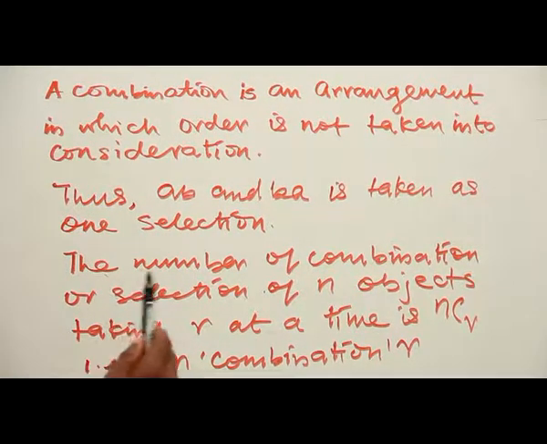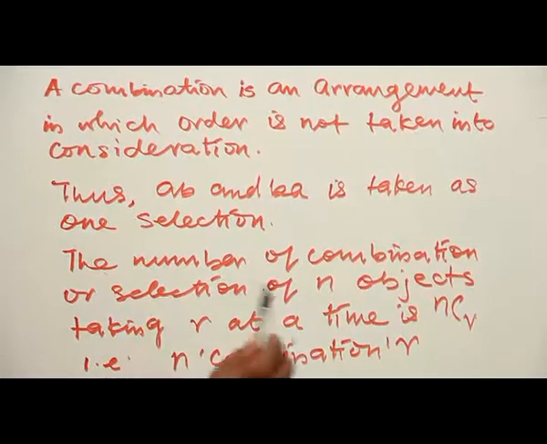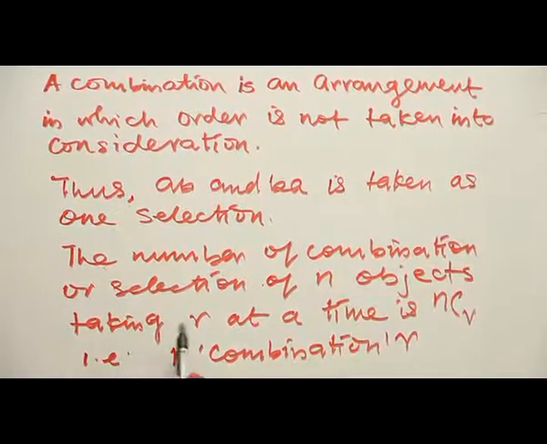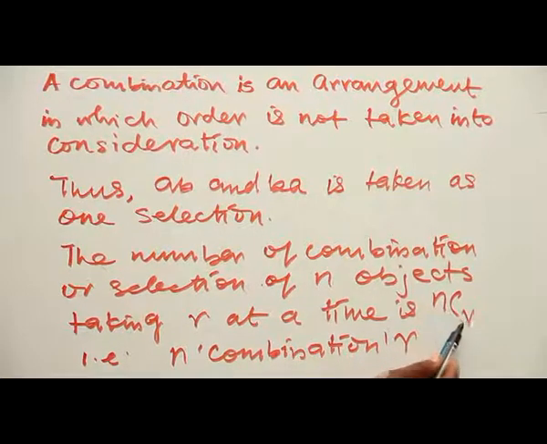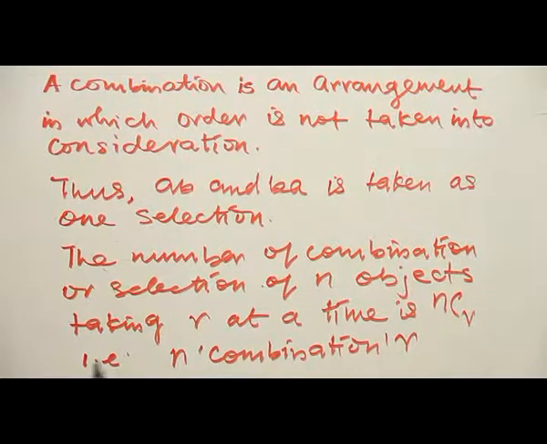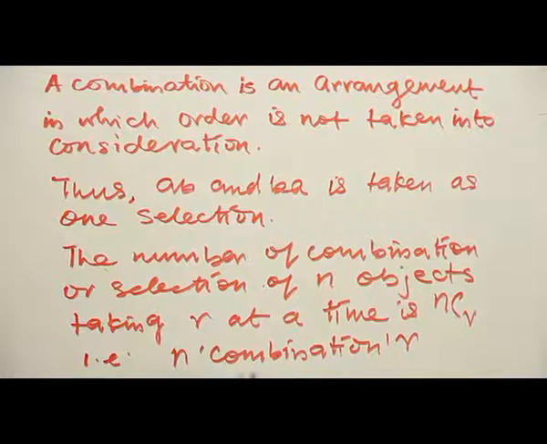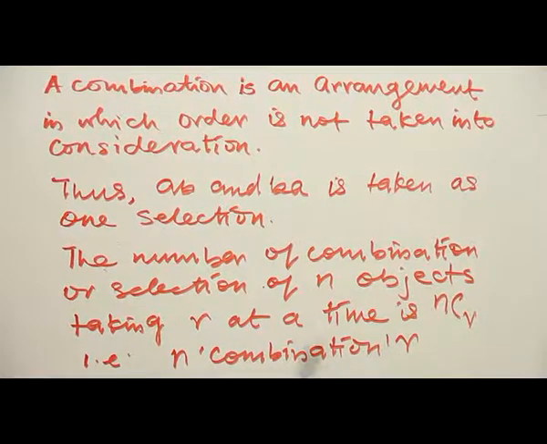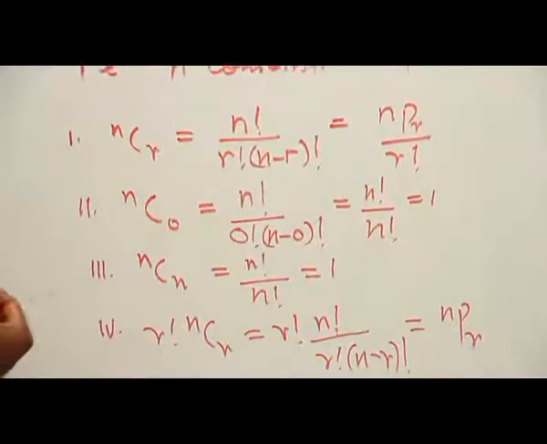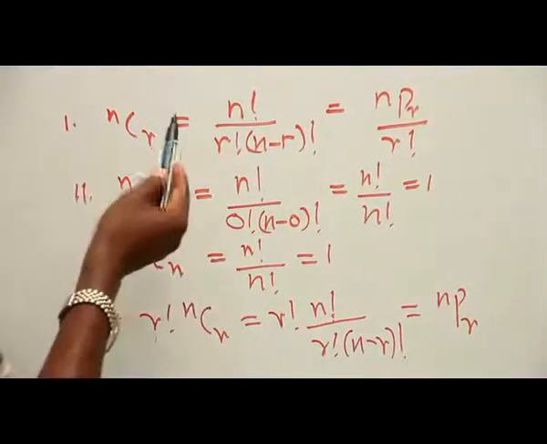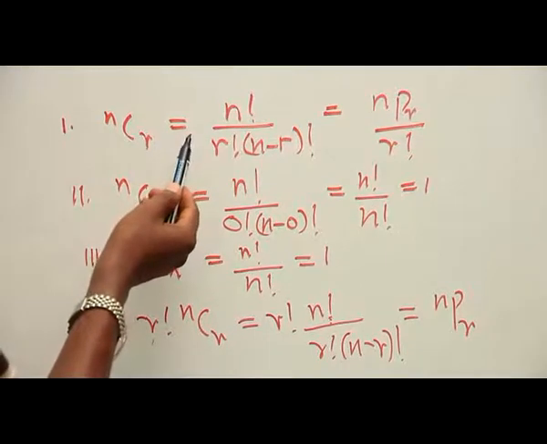Now, the number of combinations or selections of n objects taking R at a time is written nCR, that is n combination R in full. The C there represents the combination. We have some properties of combination.